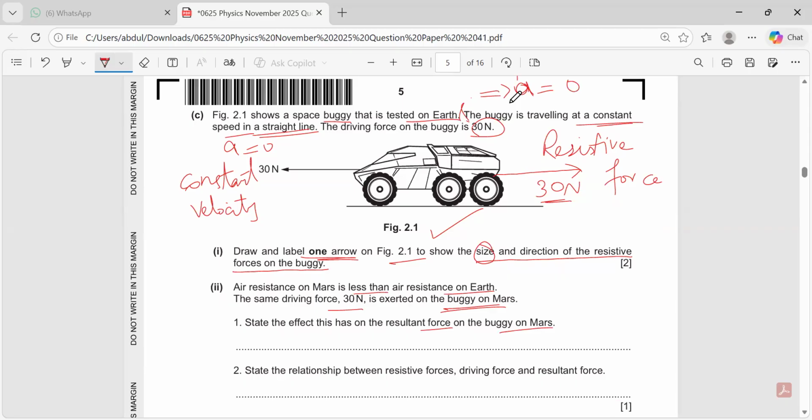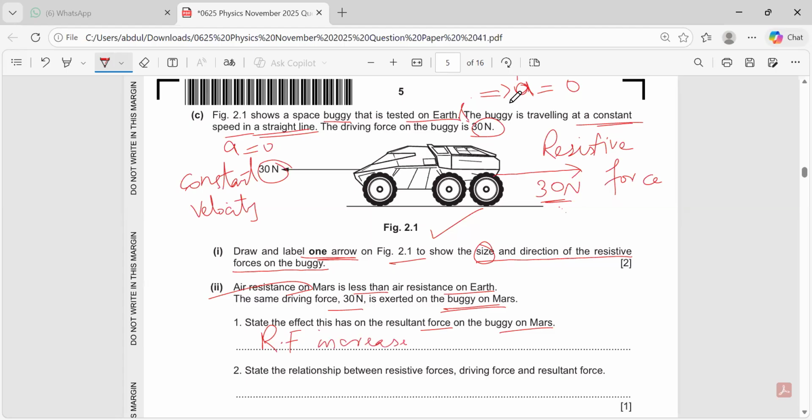So resultant force on the buggy on the Mars will increase because forward force is still 30 Newton, but this one will decrease. As it is mentioned, air resistance on the Mars is less. So, state the effect on the resultant force, we will say resultant force increases. Simply what will we write? We can write resultant force increases. Why?